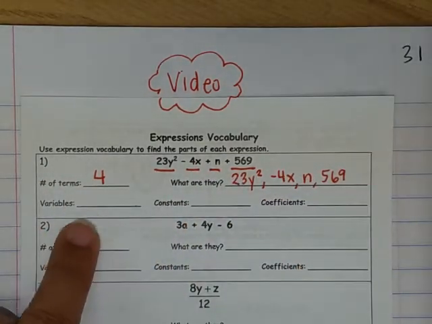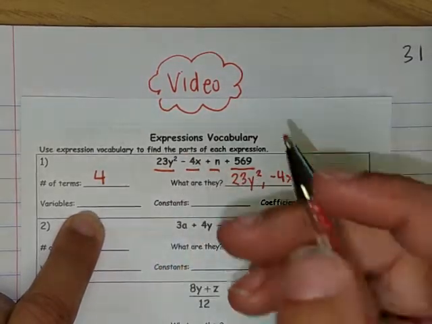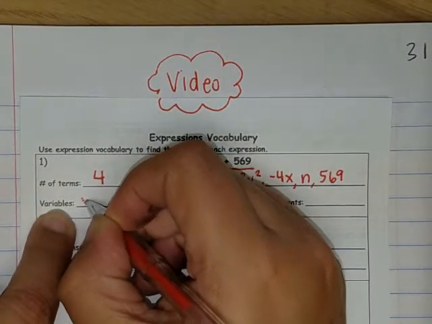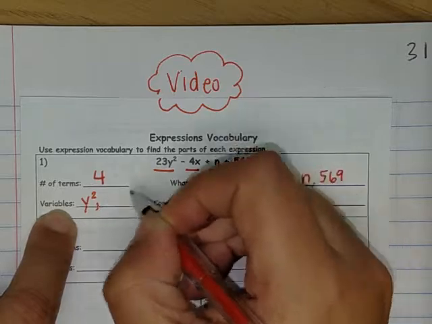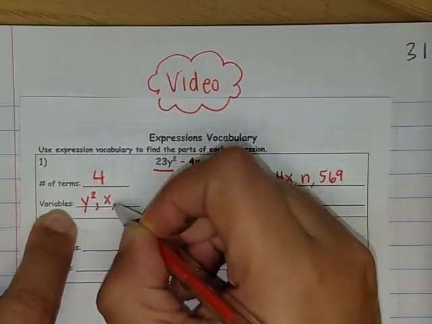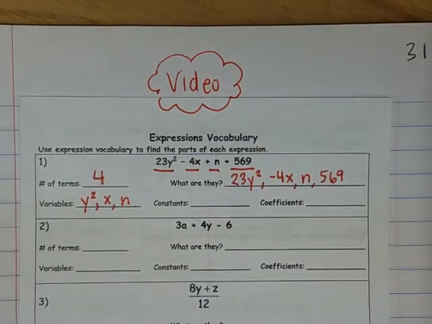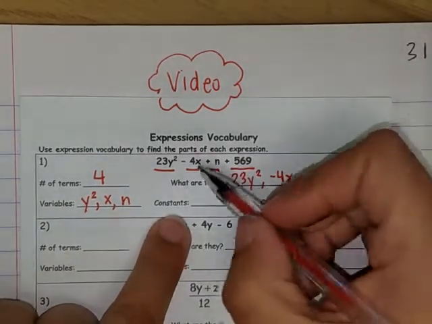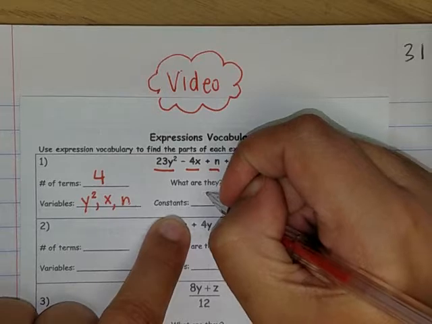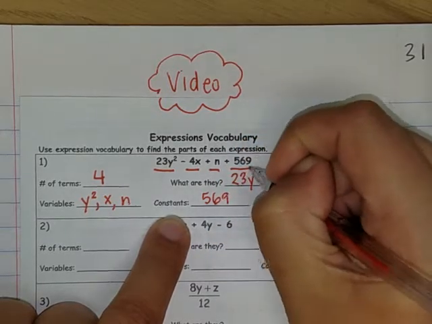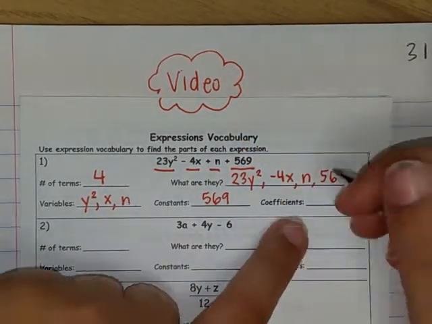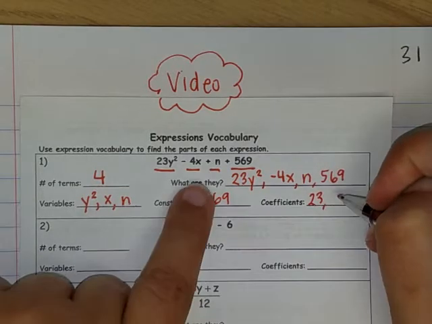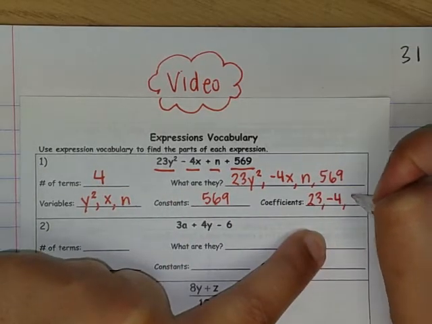All right, the variables being used, I'm going to go ahead and write the power, so y squared, x, and n. Because y and y squared are 2 different things, so let's go ahead and write it with the power. All right, the only constant in this expression is 569, because that's the only number that stands alone with no variable. And our coefficients are 23, negative 4, and 1.